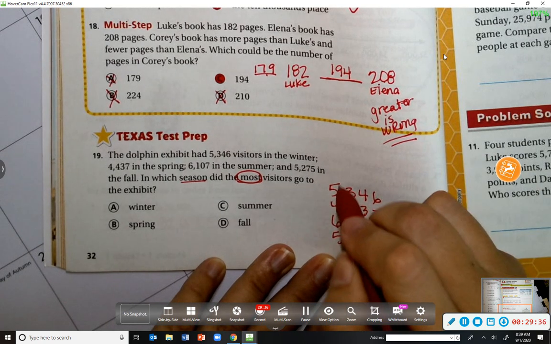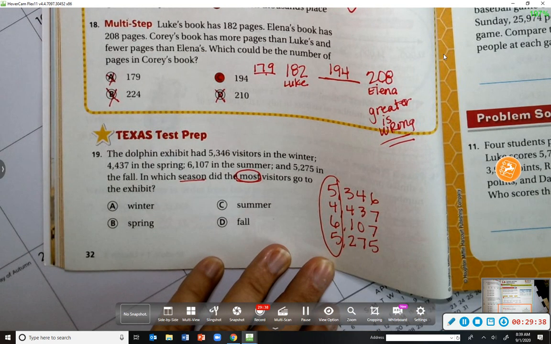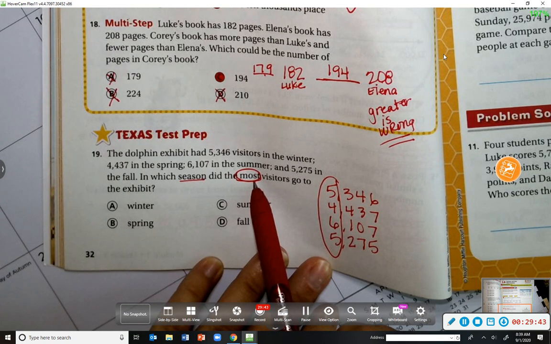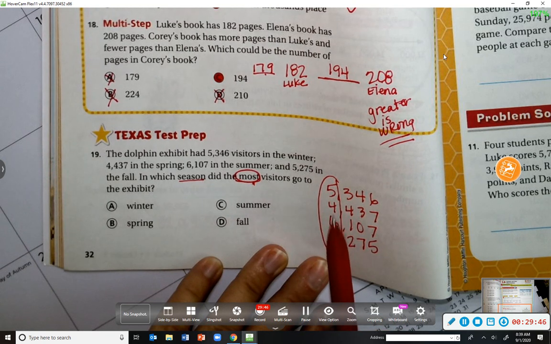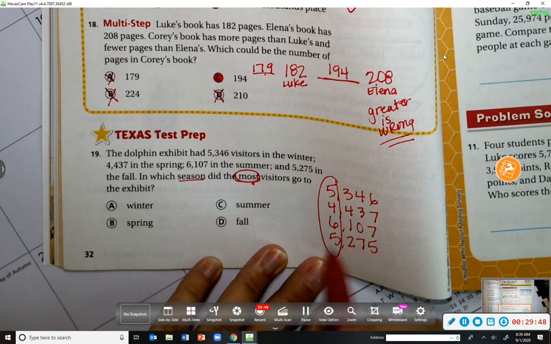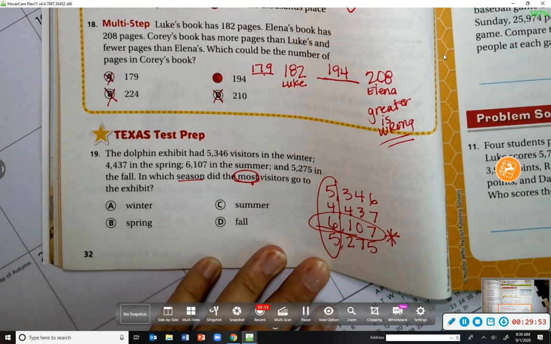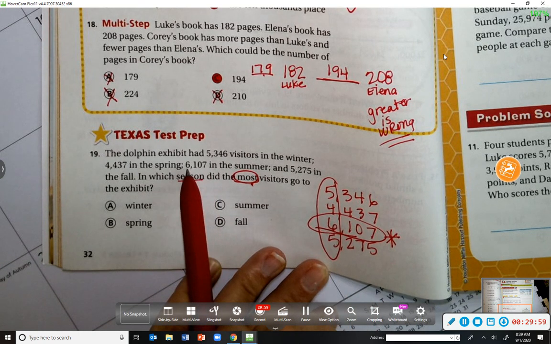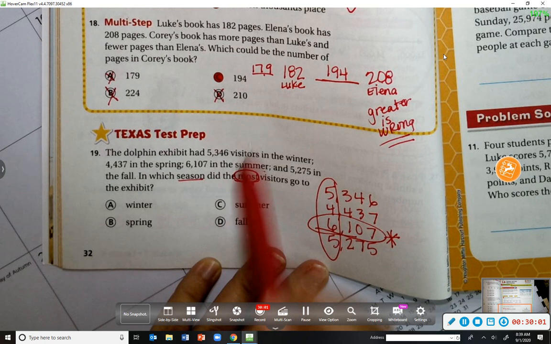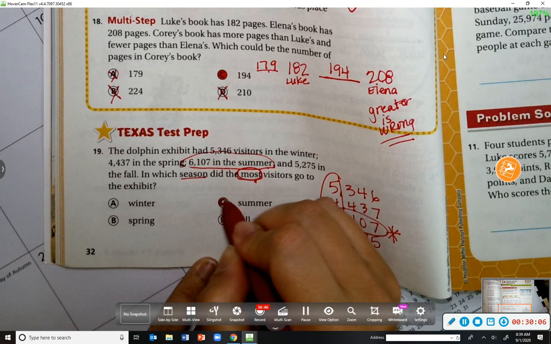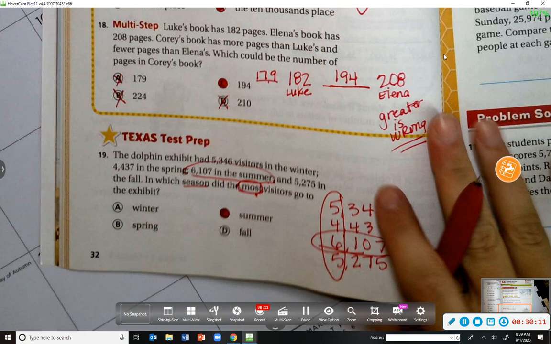Okay, I have them all lined up. I'm looking right here in the thousands place. I'm looking for the most, so the greatest number. 5, 4, 6, 5. I can tell that 6 is the greatest, so this number is our greatest. Now we want to make sure we go back and find which season that is talking about. 6,107 was in the summer. Okay, and that makes sense too when most visitors go in the summer when they're all out of school and have all that free time.